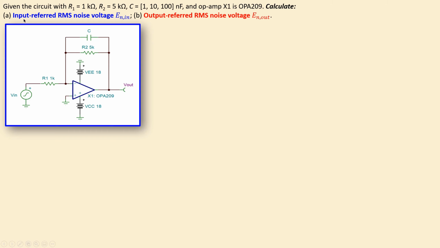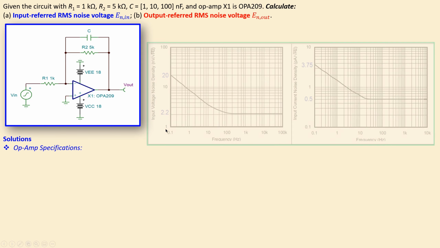Now we would like to calculate the input referred RMS noise voltage and also the output referred RMS noise voltage for these 3 cases. So let's look at our solution step by step and try to determine these 2 values for each value of the capacitor. Before we move on to more details, we will look at the op-amp specifications.